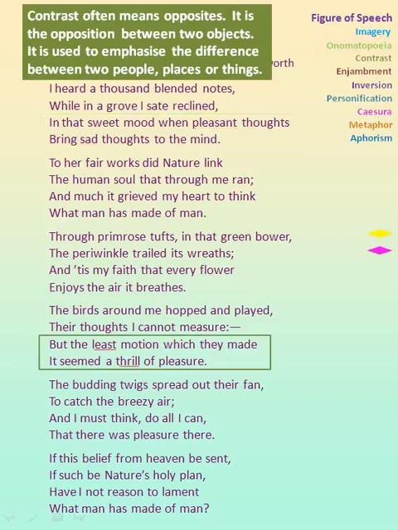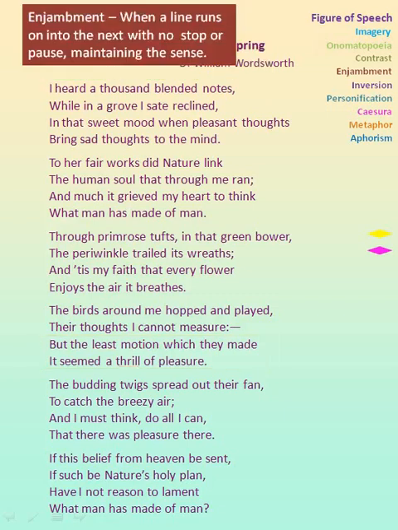In the line, but the least motion which they made, it seemed a thrill of pleasure. So when the poet says least motion, the birds were playing with minimal movements. But it looked like a thrill of pleasure, that is they were all very excited. And moreover here the contrast is made using the word but, that is, an explicit contrast has been made. Hence the figure of speech used here is contrast.